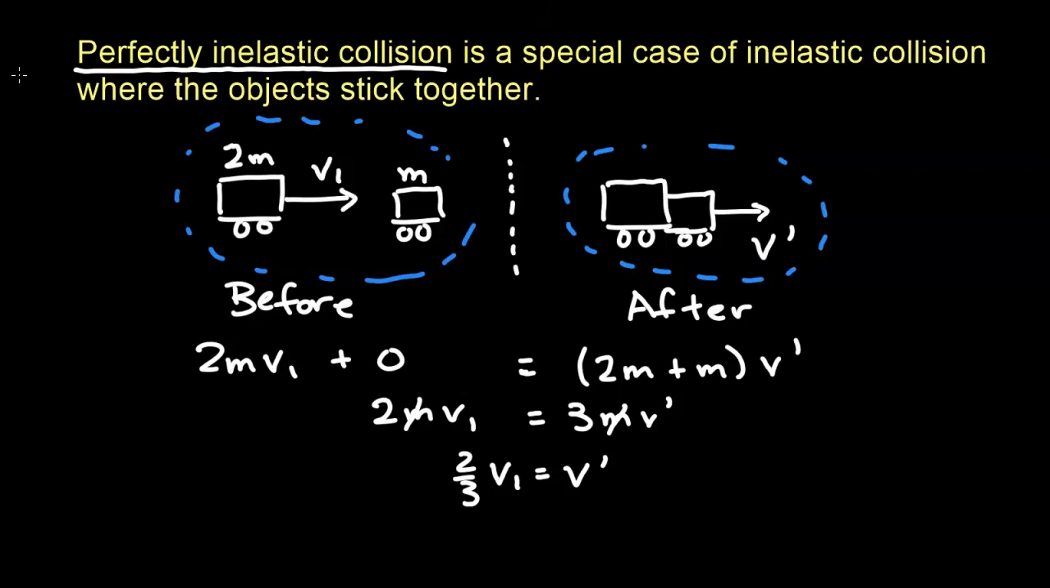The nice thing about solving a perfectly inelastic collision is that the objects are moving together, so you can just deal with one final velocity rather than two different velocities for each of the objects.